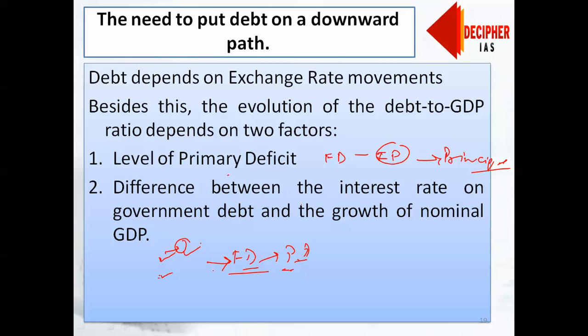The primary deficit has been curbed to less than 1% of GDP in 2015-16, which is far below the nearly 3% of GDP recorded in 2011-12. That is, now we have reduced the primary deficit to 1% of GDP. That is in the year 2015-2016, and previously in 2011-12 it was 3% of GDP.